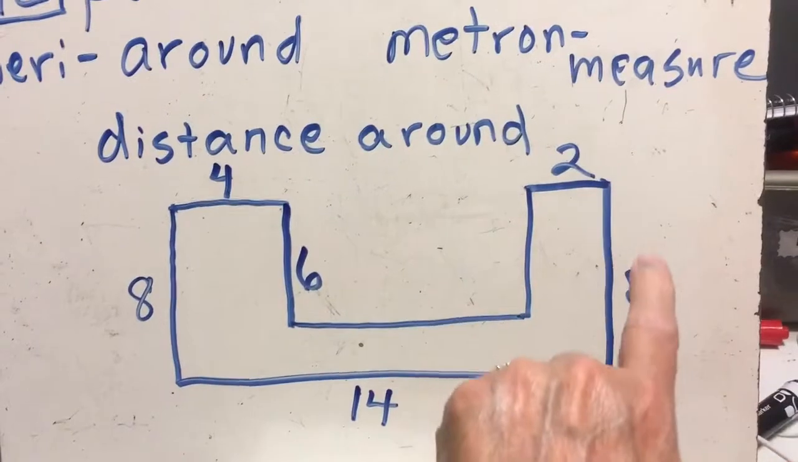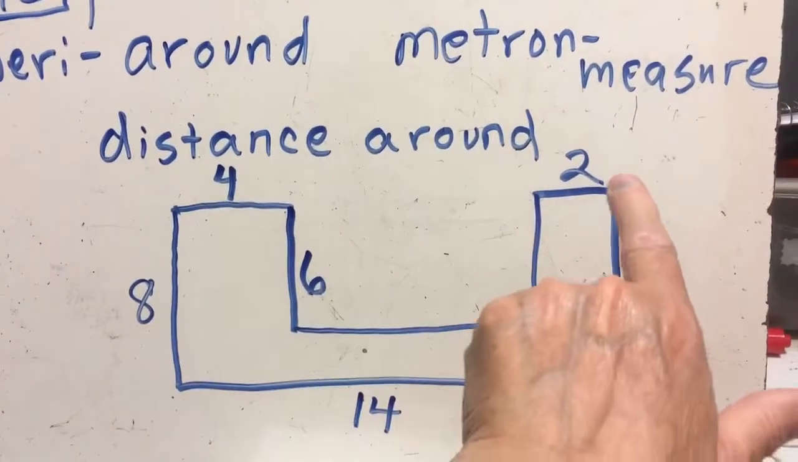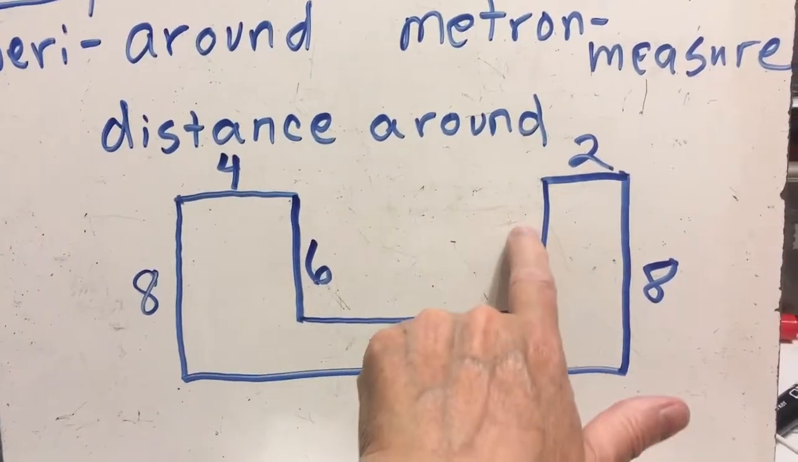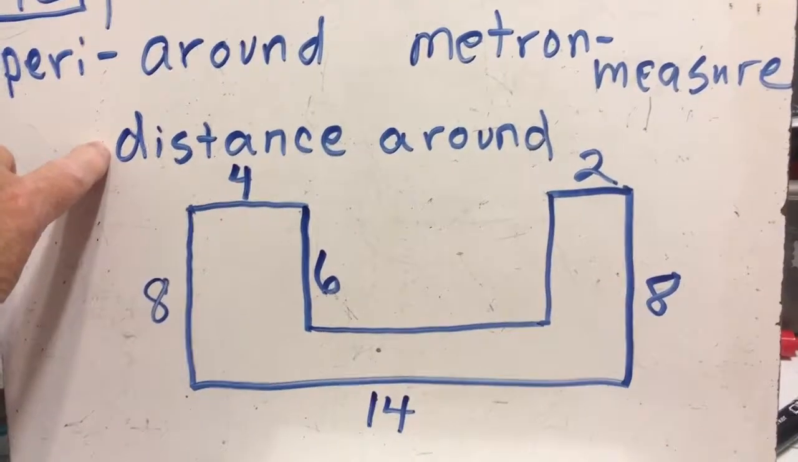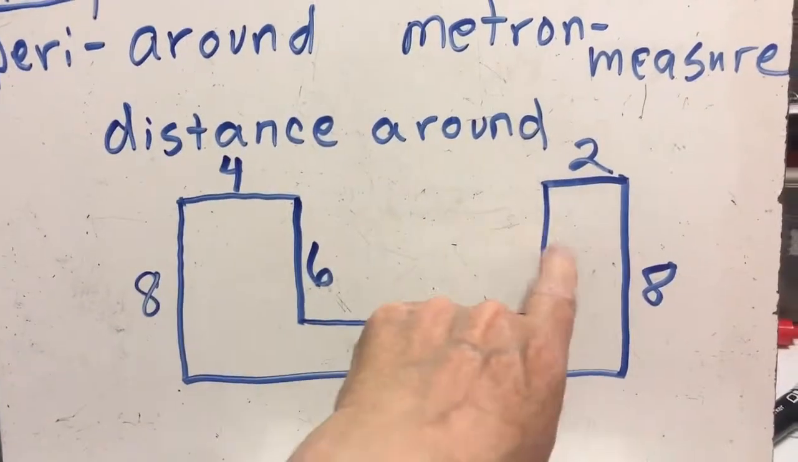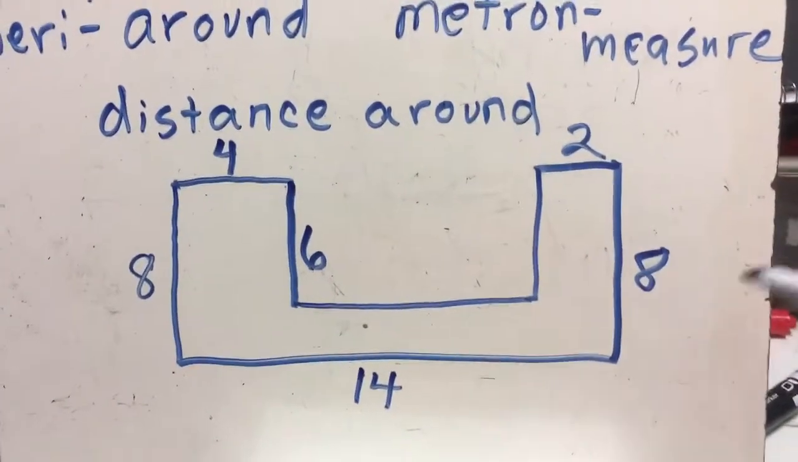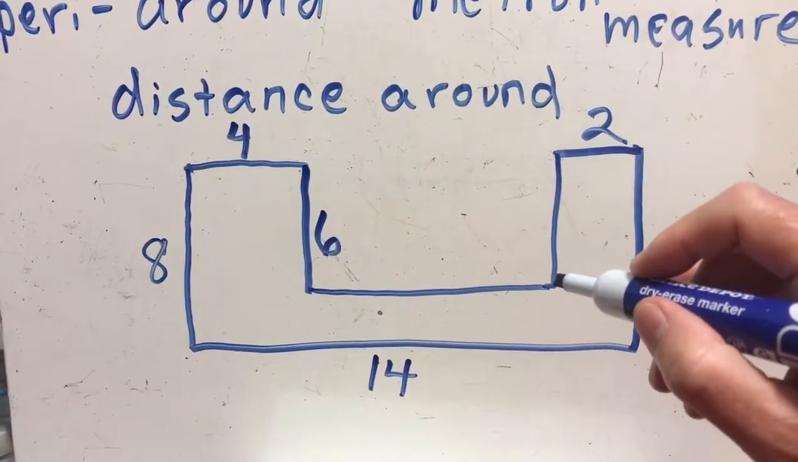I know this height is the same as this height over here. And then this is 4, and this is 2, and this is 6. But they did not give me this one and this one. So before I can add them all up to get the distance around, I need to figure out the 2 missing pieces. Okay, now, if this height is the same here, then wouldn't this drop down?